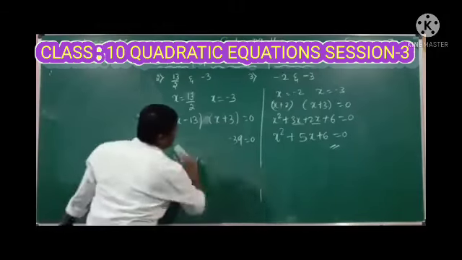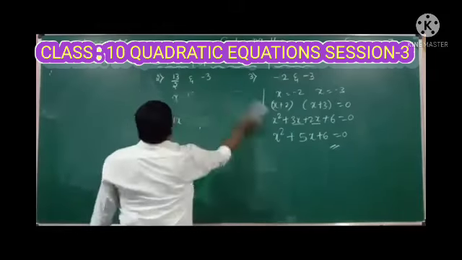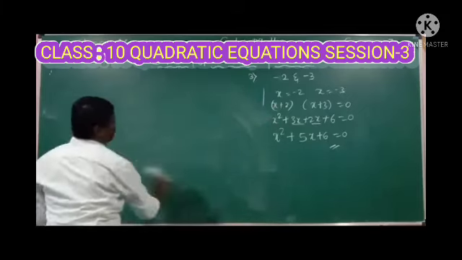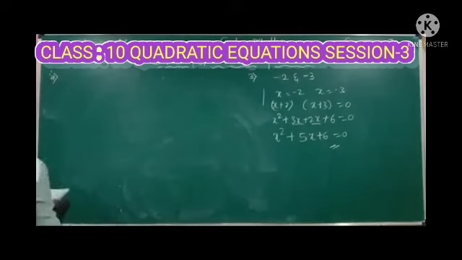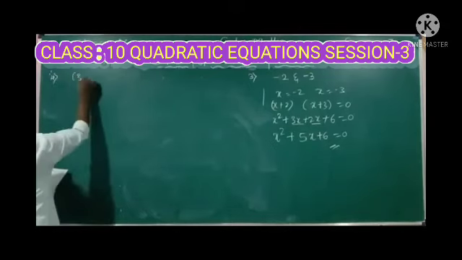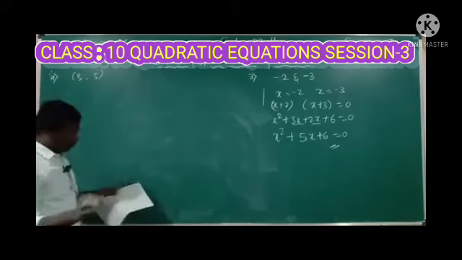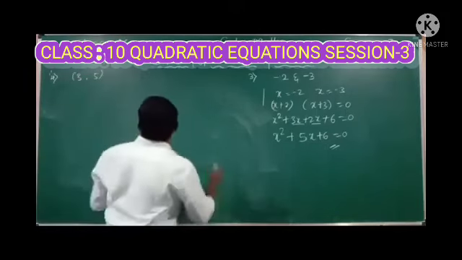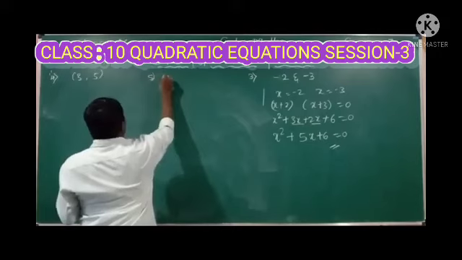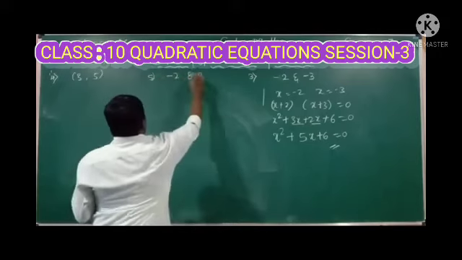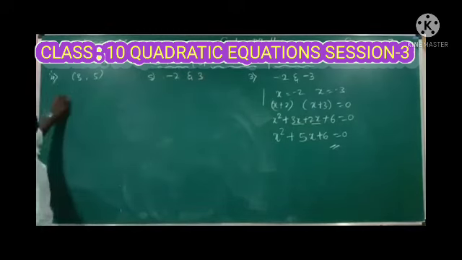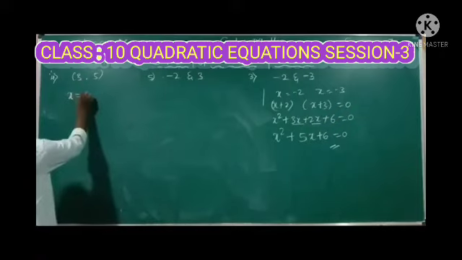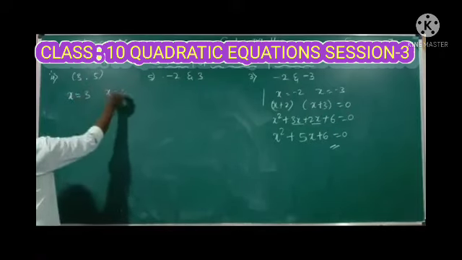Take two more examples. Fourth one, 3 and 5. 3 and 5 are the two roots of the quadratic equation. And the fifth one is minus 2 and 3. So first write these roots as x. So x is equal to 3 and one more root, x is equal to 5.